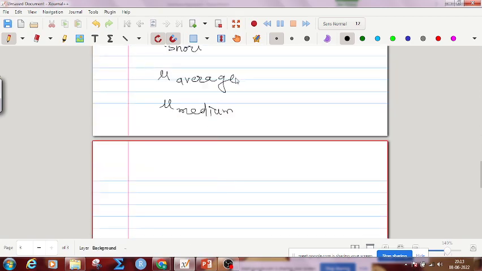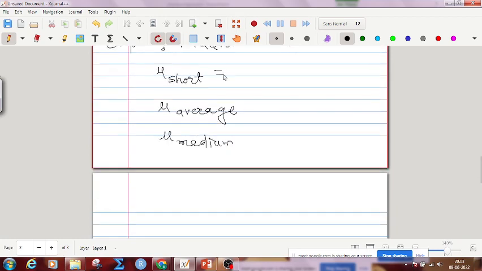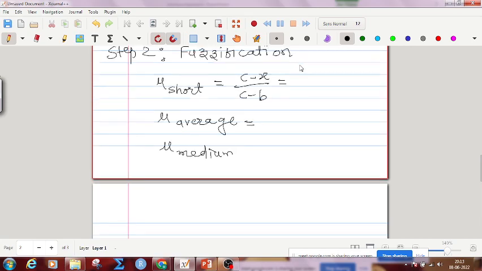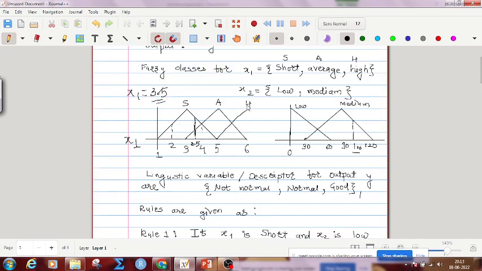For mu short, we are using the line c minus x divided by c minus b. Where x is equal to 3.5. Now can you please tell me the value of c? 5. And what is the value of b? It is 3, the middle point. So c is equal to 5 and b is equal to 3.